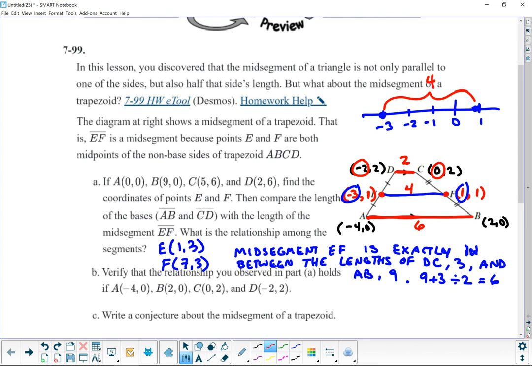Okay. And so verify this. Does it hold? Is 4 in between 2 and 6? Is it perfectly, exactly, here's the word, exactly in between the lengths of 2 and 6? You can also do 2 plus 6 is 8, divided by 2, and that's going to give you 4. So that actually works out as well. Okay, so verified it.